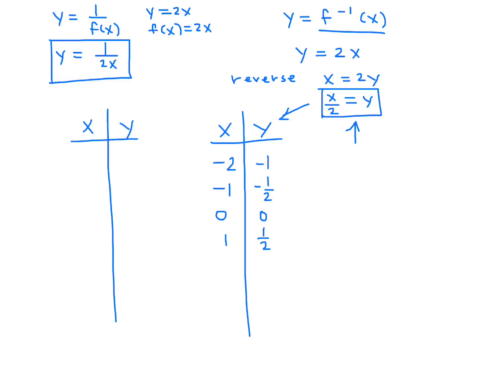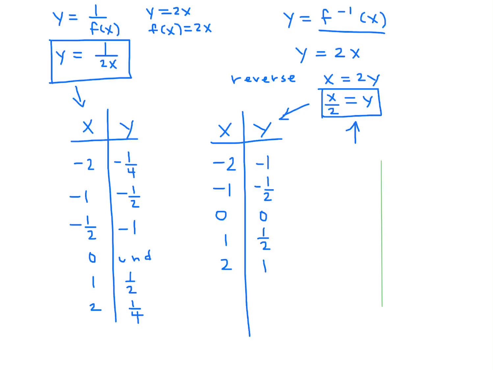1 will give you a half, and 2 would give you a half, like that. And then for y is equal to 1 over 2x, minus 2 would give you 1 over 4, negative, minus 1 is minus a half, minus a half is minus 1, 0 would be undefined, and 1 is a half, 2 is a quarter, like that, and so on. So you get the point. I mean, like I said, a lot of this is experience in drawing graphs, and it's pretty straightforward. They're not asking for anything magical here.